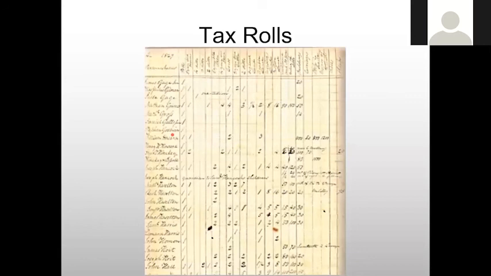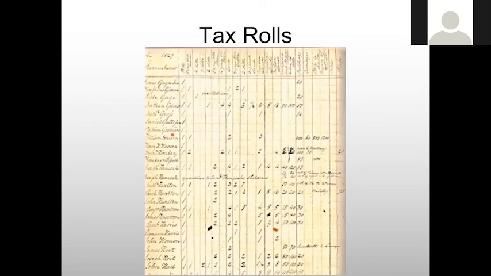Tax rolls. We tend to overlook tax rolls. And here again, it's usually only the men that appear on the tax rolls. But it does also give you a listing of what they owned and what was taxable. One of the main reasons to use tax rolls, and it presents a little bit of difficulty, is especially in the 17 and early 1800s, before the census recorded every name in the family.